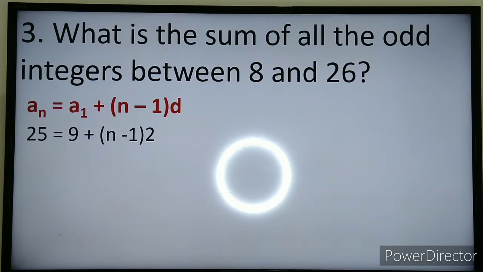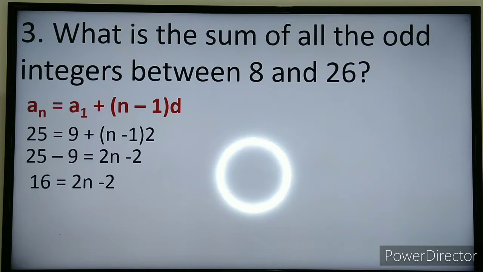Now let us know first what is the value of n. As I said, n is the number of terms. So we have now 25 minus 9 equals n minus 2. We just transpose positive 9 to the left side of the equal sign. Then simplifying this, we have now 16 equals n minus 2.